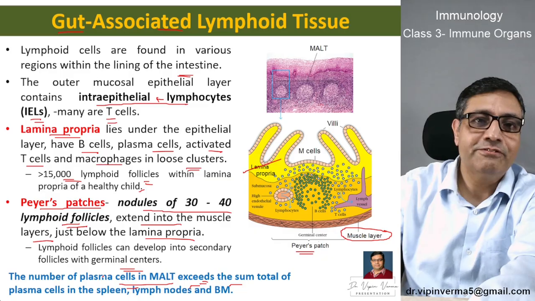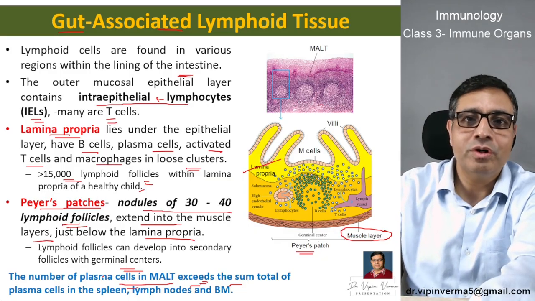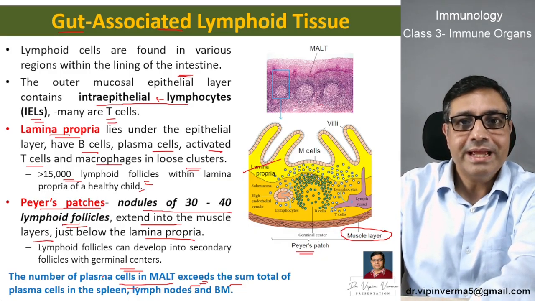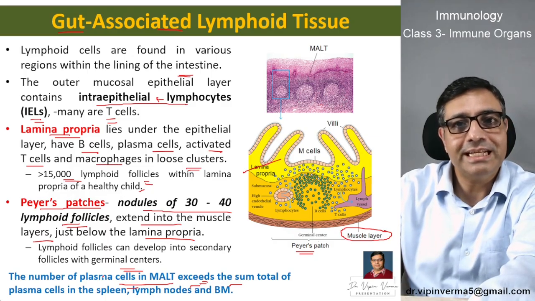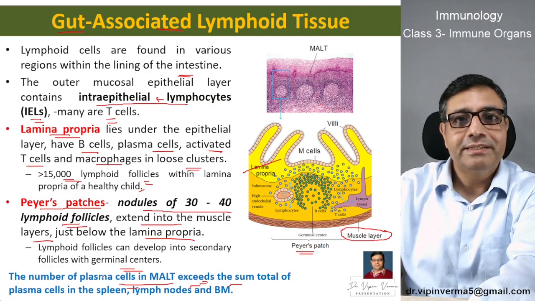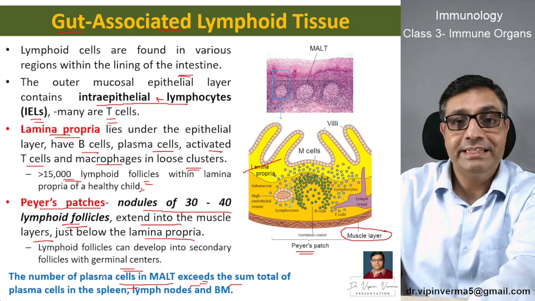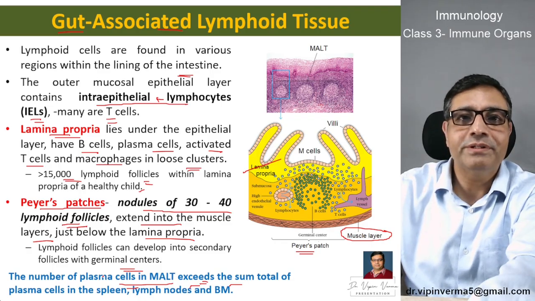So how active it is! Why? Because it's a very long organ, and at each and every point you need these effector cells in order to protect our gut. So we need a large number of cells, and they exceed just like anything, an enormous number.